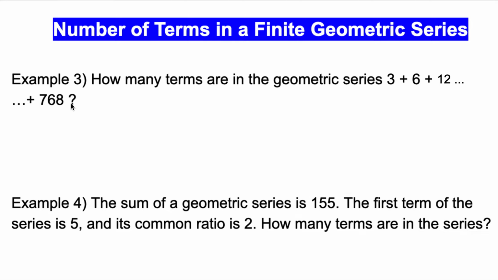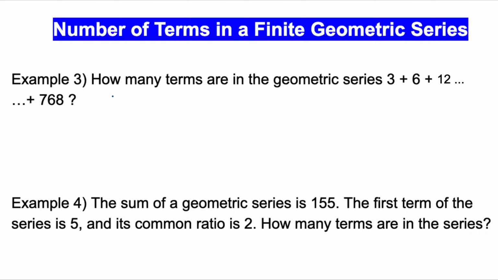Number of terms in a finite geometric series. Example 3: How many terms are in the geometric series 3 plus 6 plus 12 plus dot dot dot plus 768? So what we know here is we have a finite geometric series, but the problem is we don't know the sum and we don't know the number of terms, so it's going to make this problem have two unknowns.